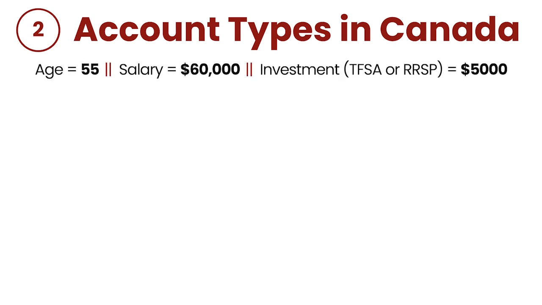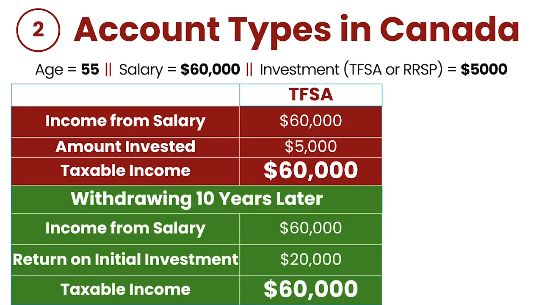Suppose Lacey has a salary of $60,000 and would like to invest $5,000 in either a TFSA or RRSP account. She gets no tax benefits when she deposits it, but she decides to withdraw it 10 years later, and suppose the money in the TFSA grows in value. At that point in time, she does not have to pay any tax on the investment from the TFSA whatsoever.